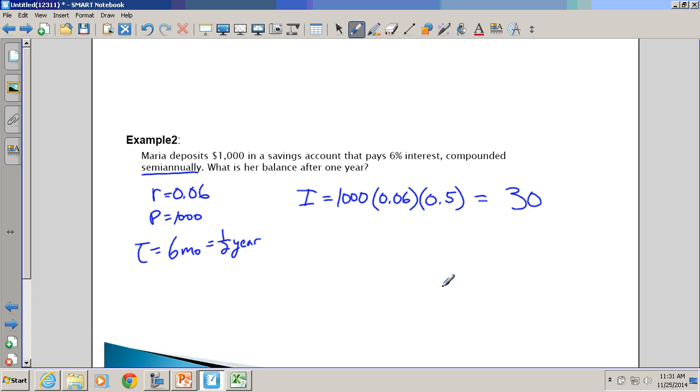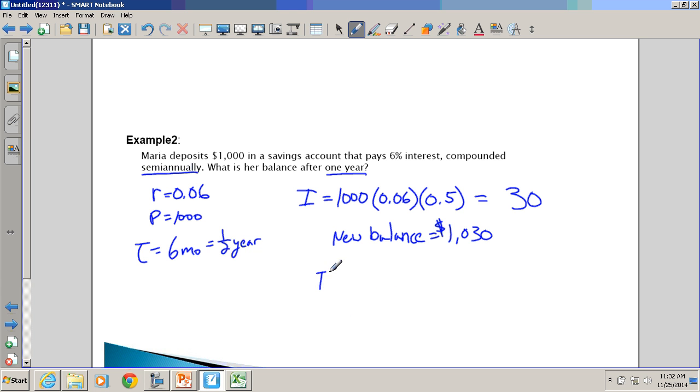So $30 in interest after the first compounded computation. So $30 in interest plus 1,000. So my new balance is going to be $1,030. Now, but because I want to know how much after a year, I still have to do it for a whole year. I've only done it for half a year. So I have to do this process over again.